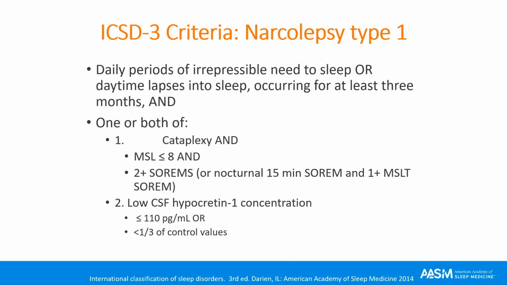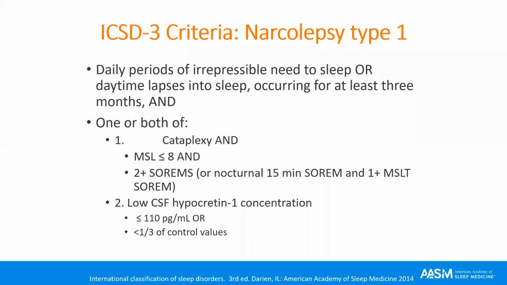Then for type 1, you can either have cataplexy and a certain pattern on your multiple sleep latency test, or you can have demonstration of low or absent hypocretin levels, orexin levels, for some parts of the country, 2 names for the same thing, in cerebrospinal fluid.